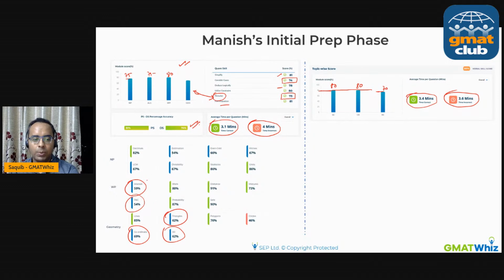So these are the areas where there were some conceptual gaps. So he focused on improving on these concepts, went back to the concepts, learned those concepts again, did a few questions on these, and then moved on to the fine-tuning phase, application phase.